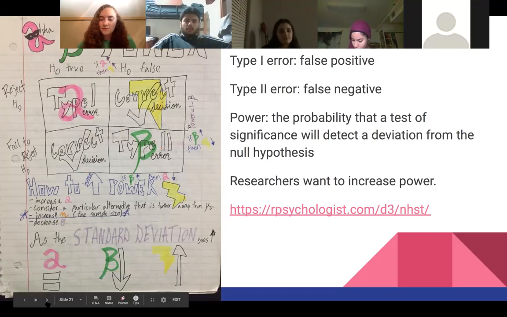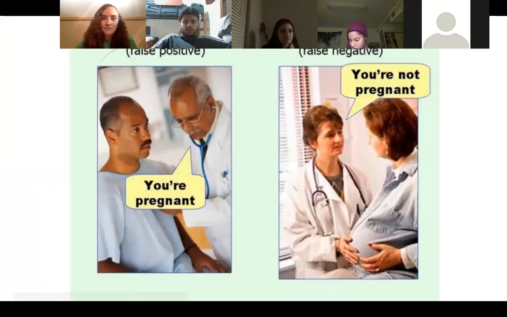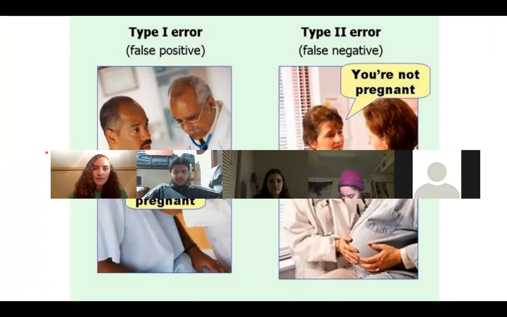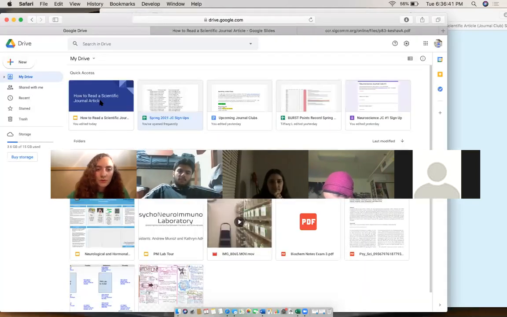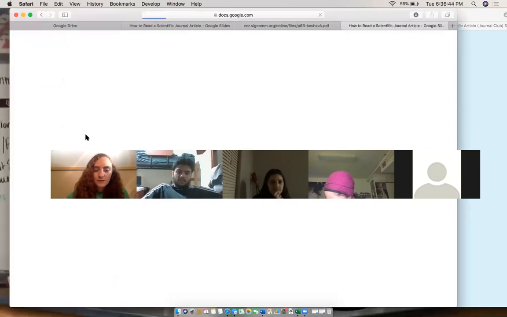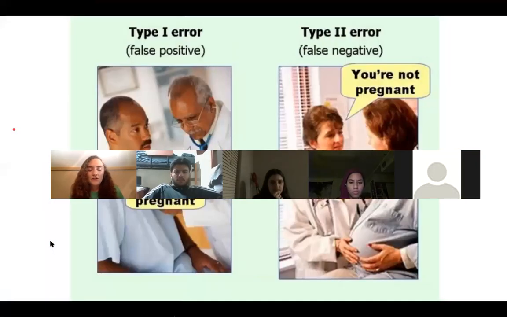So something that helps me remember it is this image. Basically, our type 1 error. So in this example, does anyone want to tell me what our null and our alternative hypothesis might be? Would the null be you're not, and then the alternative be you are?